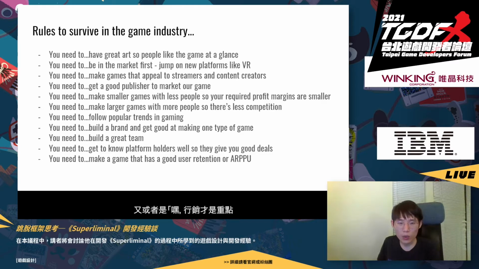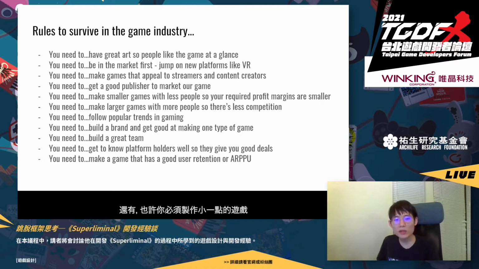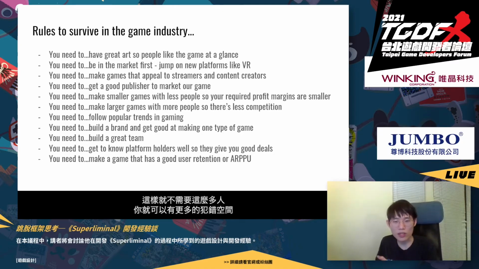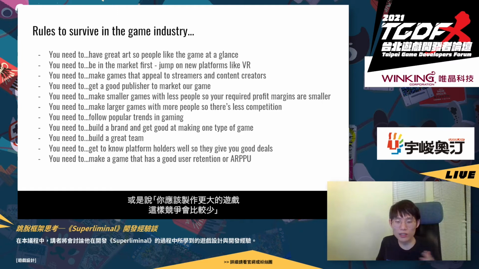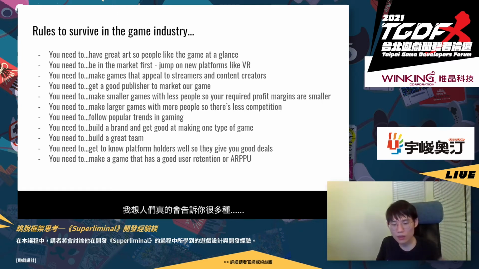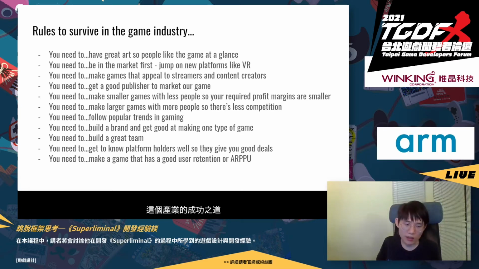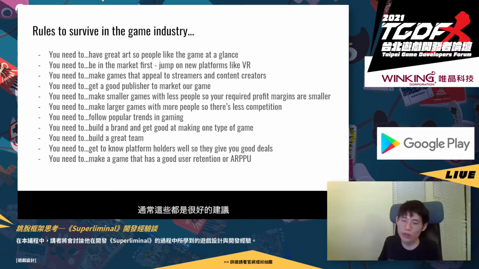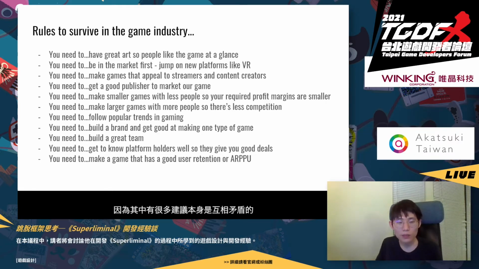Or hey, marketing is the main point. You need to get a good publisher who's well known and they'll market the game for you. Or maybe you need smaller games, so there's less people required, you have more room for error, and there's more profit, right? Or you need to make larger games, so there's less competition. There are so many different ways that people will say you need to succeed in the industry. And the problem, I think, is that generally all of this is pretty good advice, but you can only pick one or two as the thing you're doing, right? And a lot of these are actually contradictory.